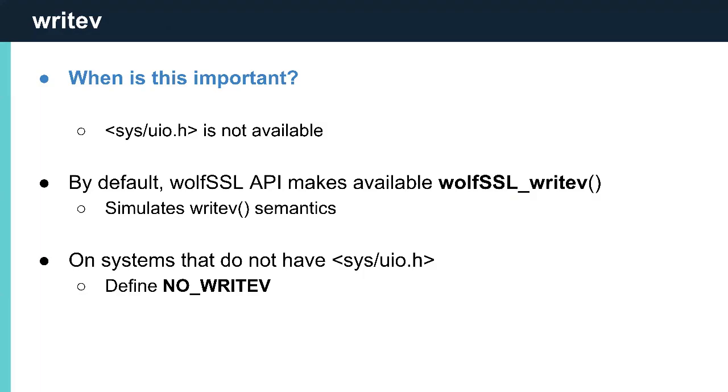Writev, when is this important? If you don't have sys/uio.h available on your platform, there's a couple places that wolfSSL does use writev semantics. And if you don't have that header available, you essentially can just compile out those areas of code by defining NO_WRITEV.